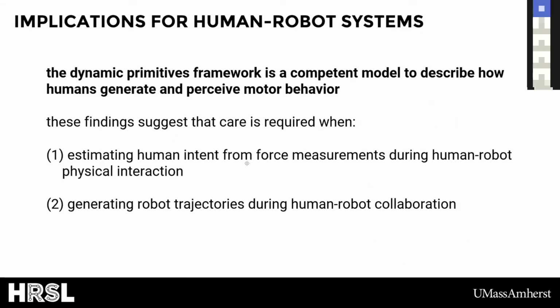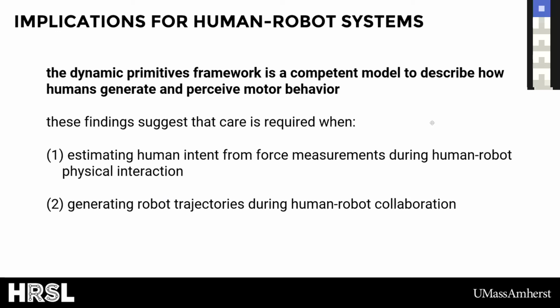So with that, I would just like to summarize in saying that the dynamic primitives framework serves as a competent model to describe how humans generate and perceive motor behavior. As highlighted in our results, while they simplify interaction control, they do introduce some limitations. And as the title of my talk promised, some implications for human robot systems.